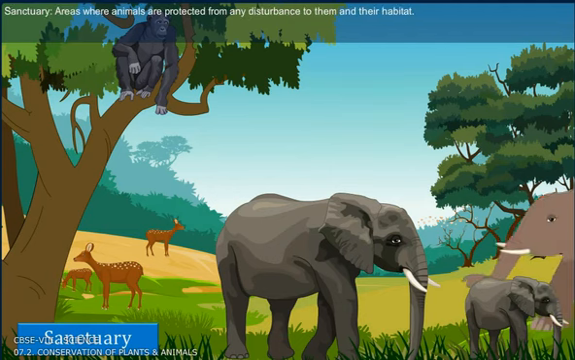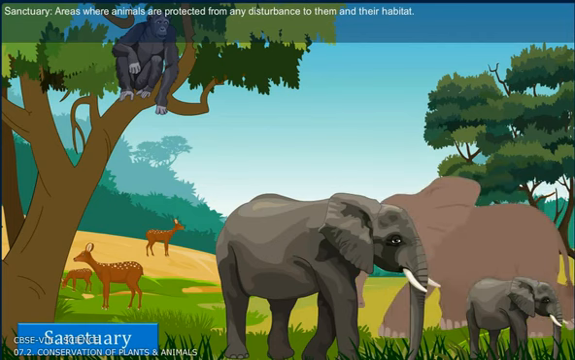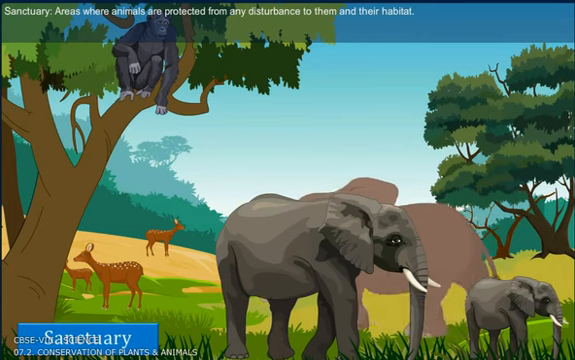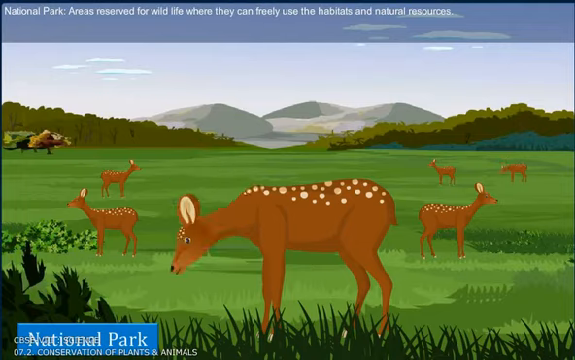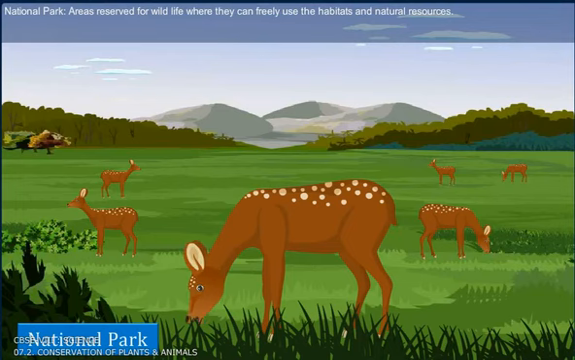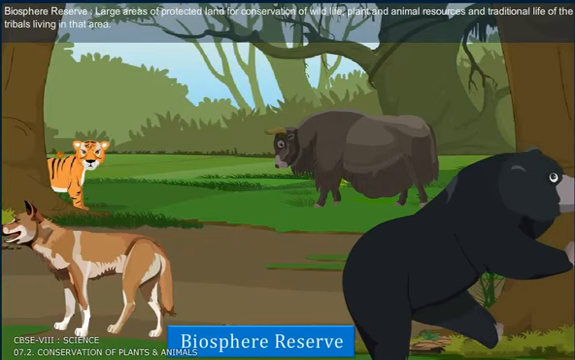Sanctuary. Areas where animals are protected from any disturbance to them in their habitat. National Park. Areas reserved for wildlife where they can freely use the habitats and natural resources. Biosphere Reserve. Large areas of protected land for conservation of wildlife, plant and animal resources and traditional life of the tribals living in that area.